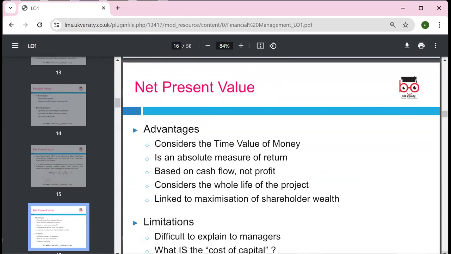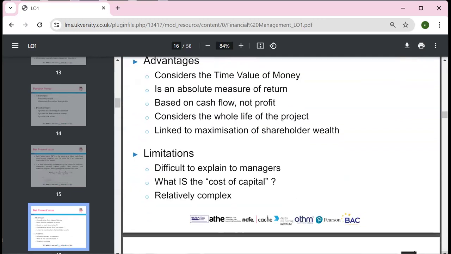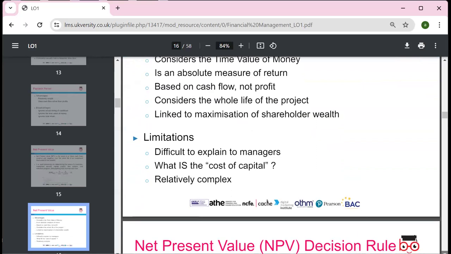If NPV is positive, we accept the project. If NPV is negative, we reject the project. The advantages: it considers the time value of money, is an absolute measure of the return based on the cash flow, not on the profit, considers the whole life of the project, and links to maximizing shareholder value. The disadvantage: it is difficult to explain to managers, with the income statement and cost of capital, and is relatively complex.